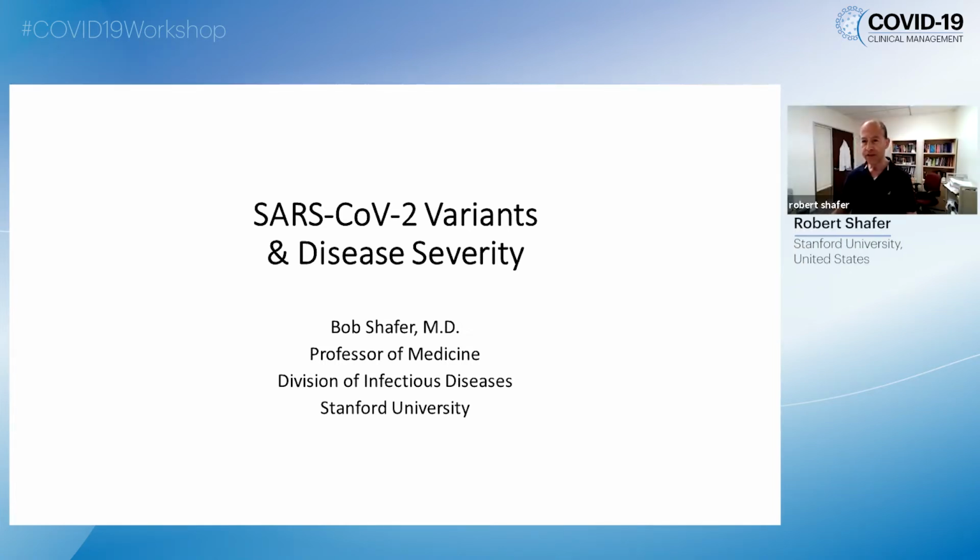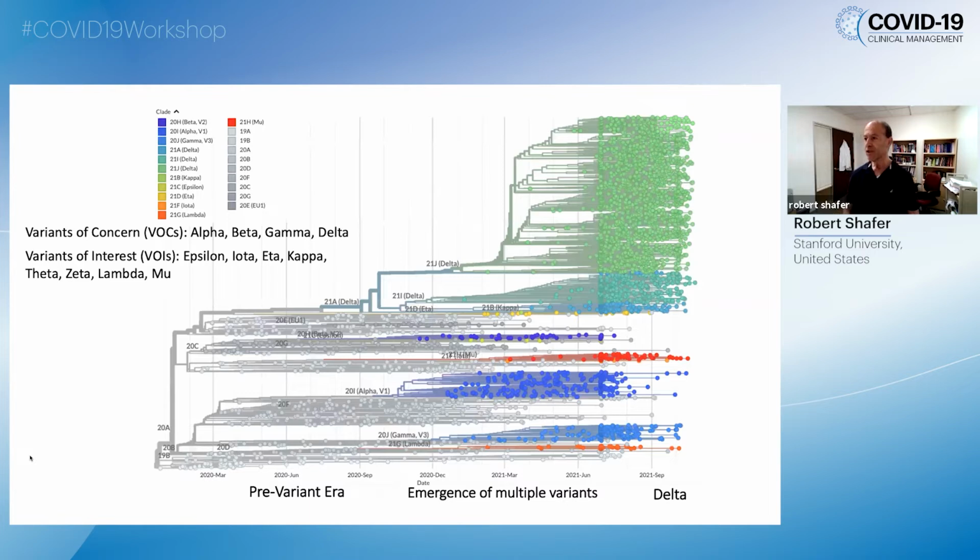Hello, I'm going to speak to you today about SARS-CoV-2 variants and disease severity. This is a phylogenetic tree from the Nextstrain website containing about 3,500 SARS-CoV-2 sequences obtained since the start of the pandemic, weighted towards the more recent viruses.